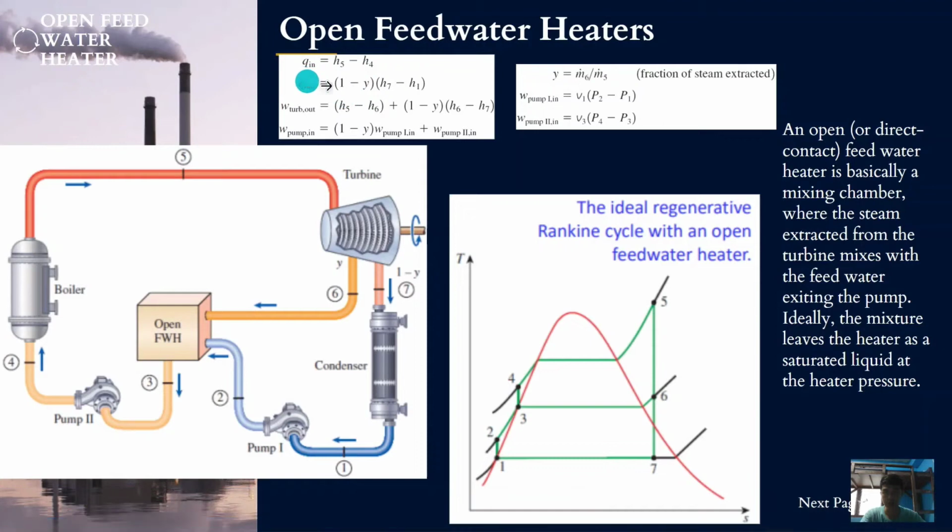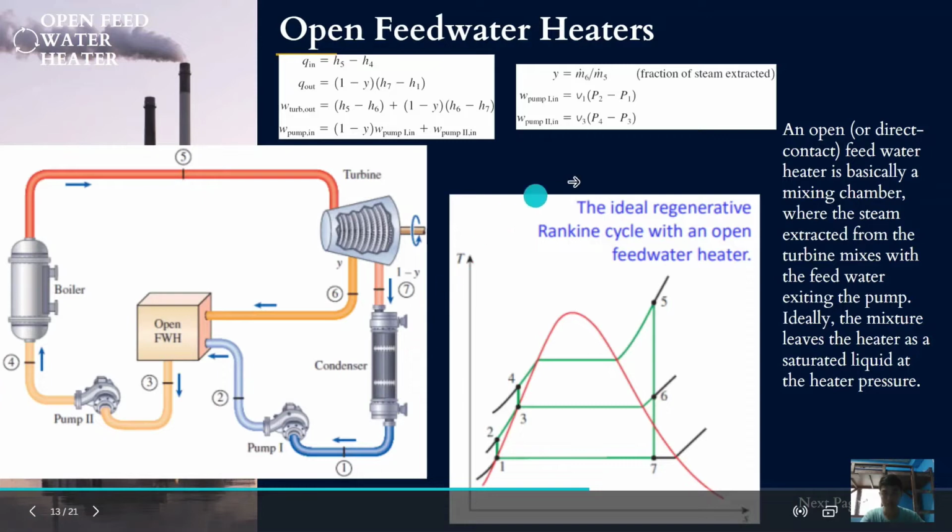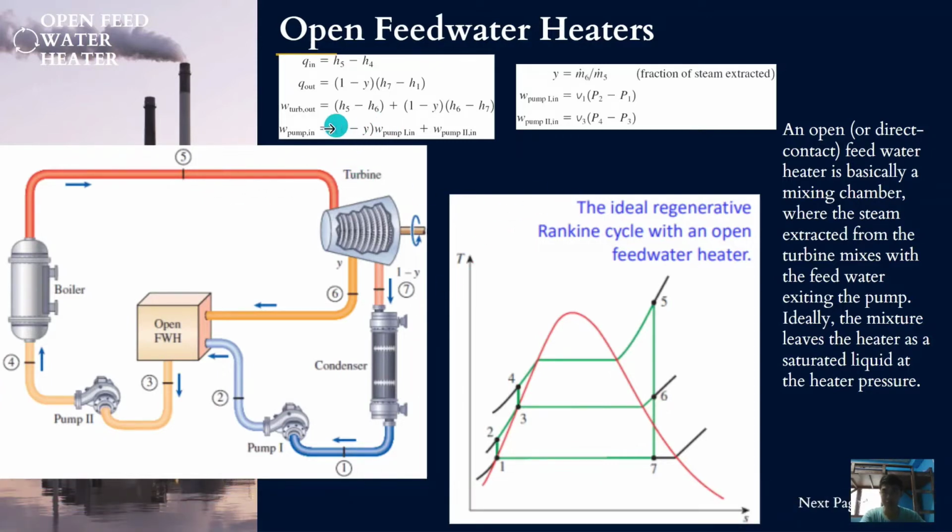Our formulas: heat in is equal to H5 minus H4, which is in the boiler. Heat out is 1 minus y times H7 minus H1, in the condenser. For the work output of the turbine, it is H5 minus H6, plus 1 minus y times H6 minus H7.